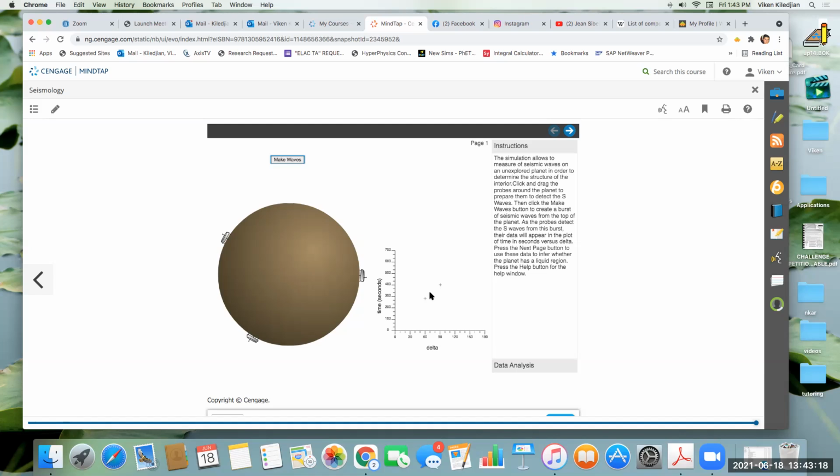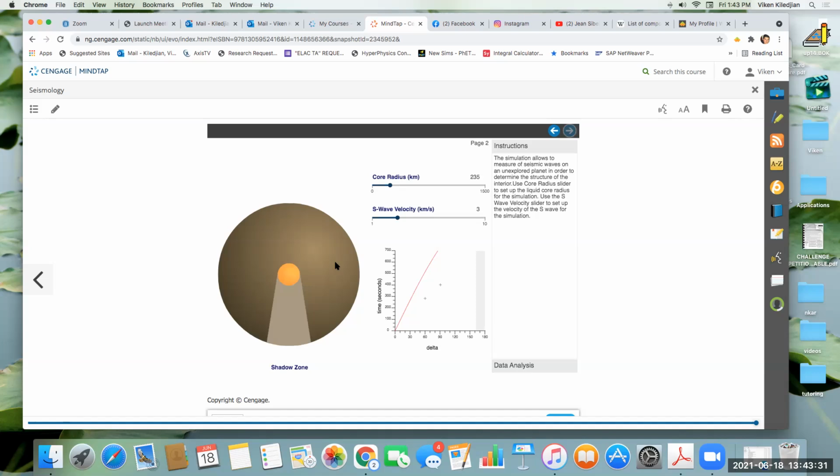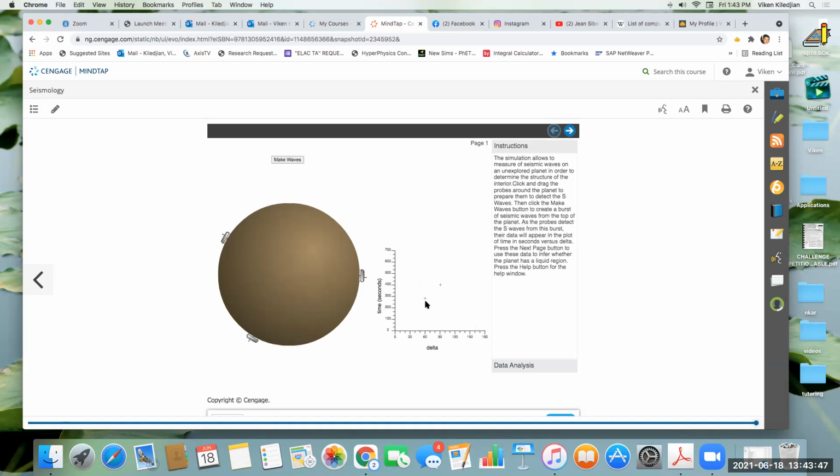So only two of them detected the S wave. So there must be, so now let's see here. Oh, okay. So now what we have to do is match the data that we got. So you see, we got one data point at the 60 degree mark. That means the 60 degree is this one. Yeah, right here. This guy detected an S wave in almost 300 seconds. You see, it took 300 seconds. So what would that be? About 5 minutes to detect the S wave.